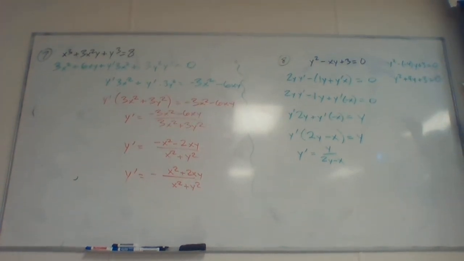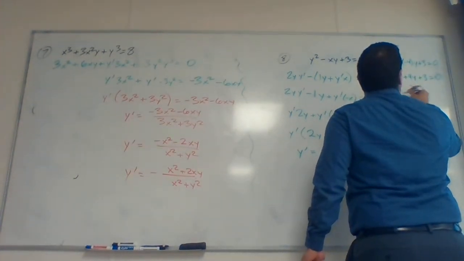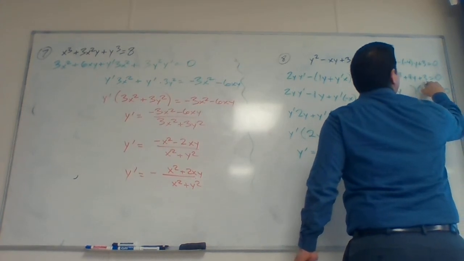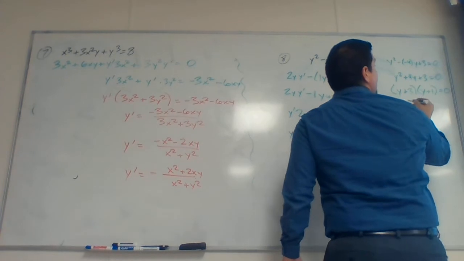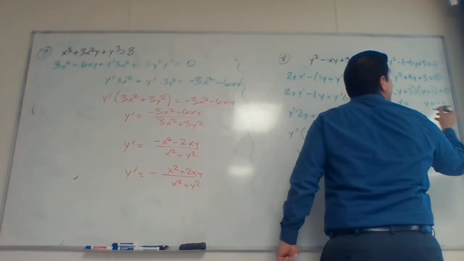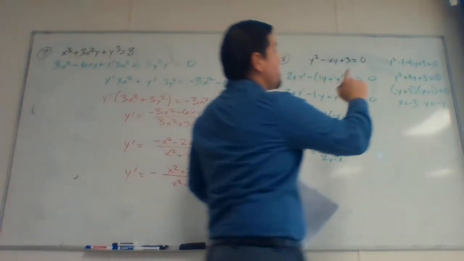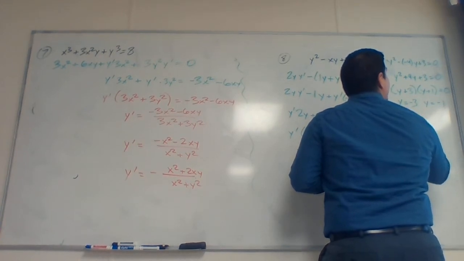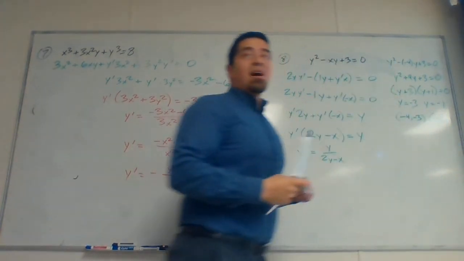How do you solve this? You gotta factor: y plus 3 and y plus 1. And so what are the solutions? -1 and -3. Okay, so all I've determined from this is that I have coordinates at (-4, -3) and (-4, -1).